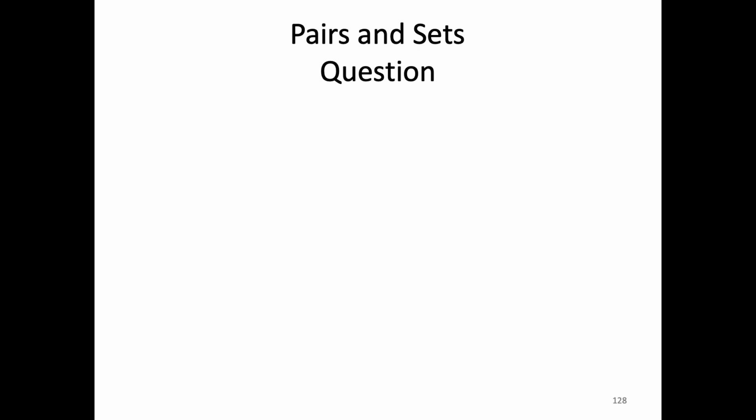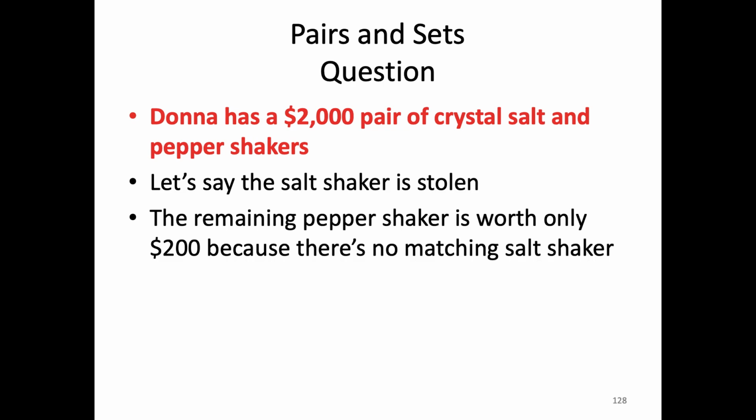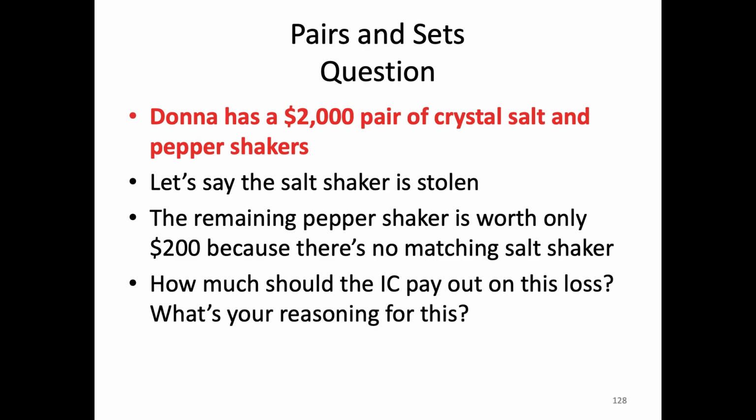Picture like a salt and pepper shaker. Maybe they're worth a couple $1,000s, like they're crystal, really top quality salt and pepper shakers. So Donna, in my example, has a $2,000 set or pair of a crystal salt and crystal pepper shaker. Let's say the salt shaker is stolen. So here it is. She only has a pepper shaker because the salt shaker is stolen. So what's that worth? I mean, without the salt shaker, what's the pepper shaker worth? Well, we're going to say it's worth $200 because maybe that's all it's worth given that there's no matching salt shaker, which makes sense.